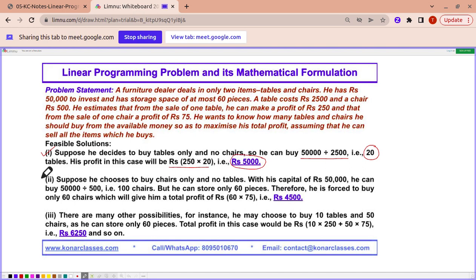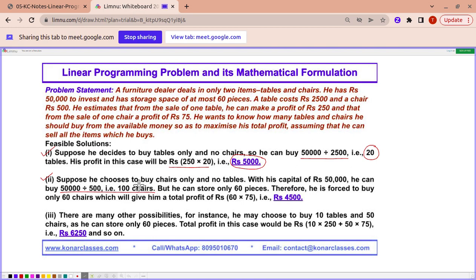Now, let us take the second case. Suppose he decides to buy chairs only and no tables, only chairs. So, with 50,000 rupees, how many chairs can he purchase? We see the cost price of one chair is rupees 500. So, with 50,000 rupees he can purchase 50,000 divided by 500, that is 100 chairs. So, he can purchase 100 chairs.